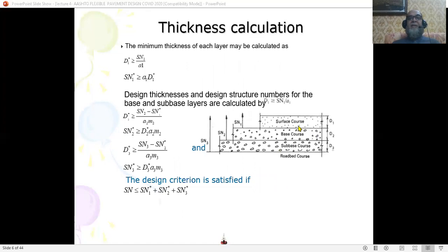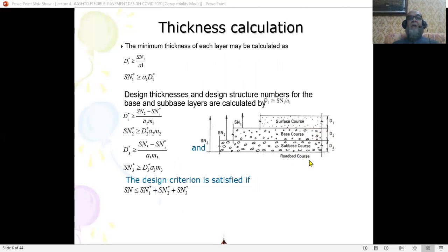So as I discussed, D1 is the thickness of surface course, D2 is the thickness of crushed aggregate base course, and D3 is the thickness of subbase course. Then there will be what we call a compacted subgrade, which we can say is the road bed course.